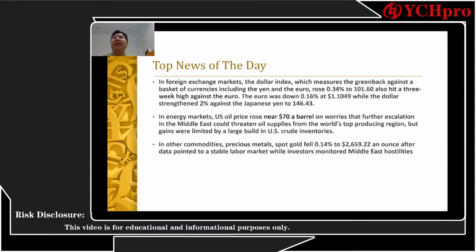And as a result of all of these price changes and the news happening, we are seeing the dollar index managed to rise against the yen and the euro by 0.34% to 101.6, hitting a 3-week high against the euro, and the euro was down by 0.16% at $1.11049, while the dollar strengthened almost 2% against the Japanese yen towards 146.43 yen per dollar.